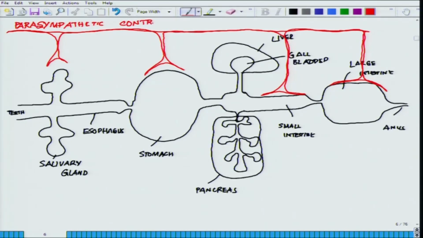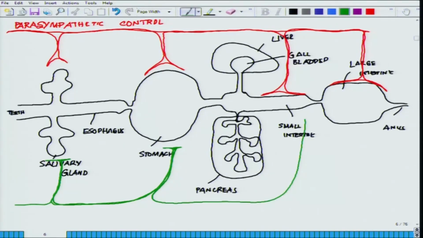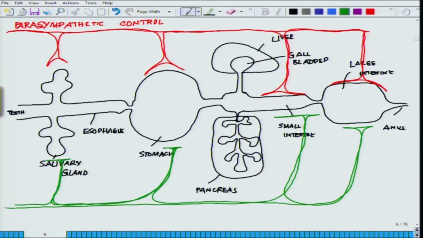Now, where is the sympathetic control, which I told you I will show in green. The sympathetic control moves in exactly the same way. Here is the sympathetic control moving through along the stomach. And then you have the sympathetic control exactly at the same points where you have the parasympathetic control.